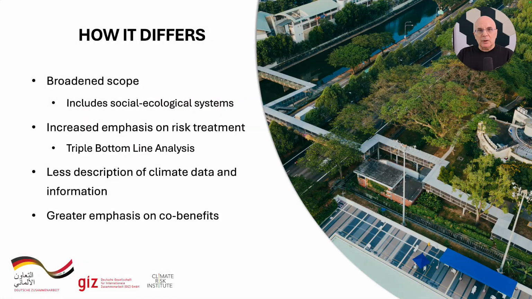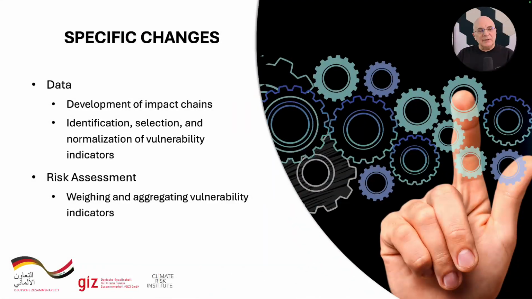It differs from the privacy protocol because it broadens its scope to include social ecological systems. There's an increased emphasis on risk treatment because it draws heavily on the privacy triple bottom line analysis. There's less description of climate data and information around climate, but there is a greater emphasis on co-benefits. Specifically, Privacy Green includes the development of impact chains, the identification, selection, and normalization of vulnerability indicators, and how to use those vulnerability indicators by aggregating them in the assessment itself.